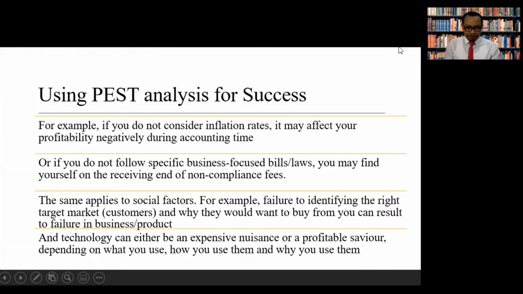For example, in the economic factors, you'll be able to understand the inflation rate, because if you do not understand it, it could actually affect your profitability negatively. You may find out there are certain losses you'll be making. There are certain fees you'll be paying.